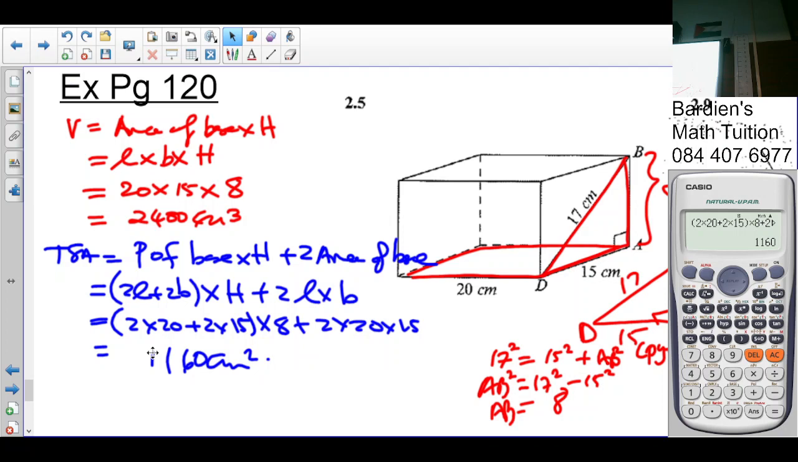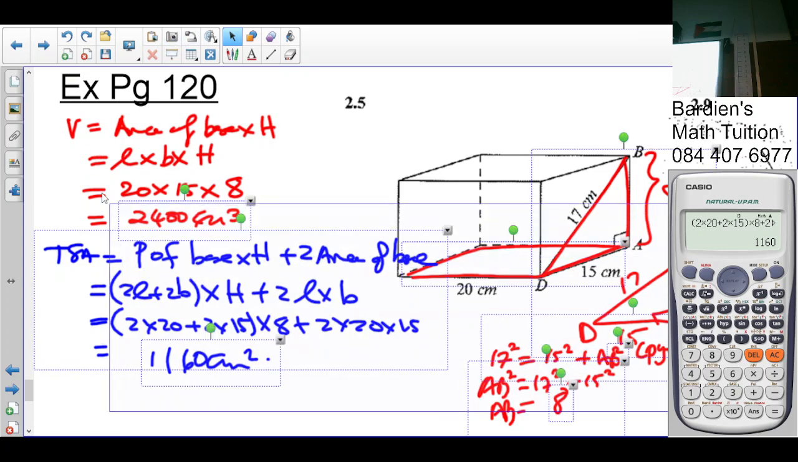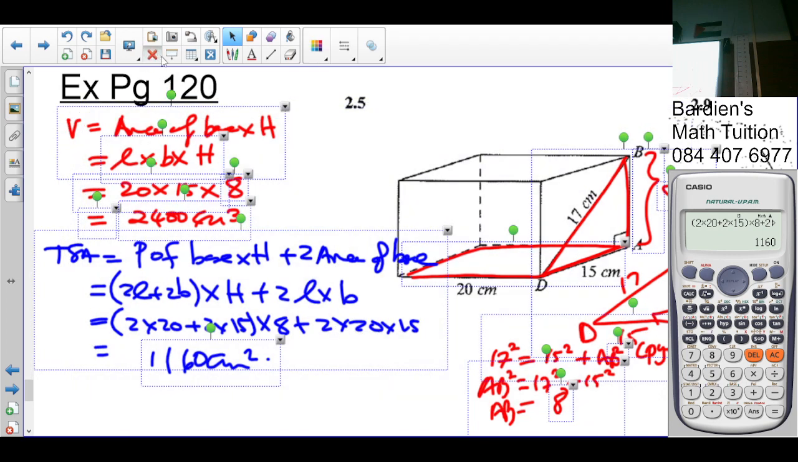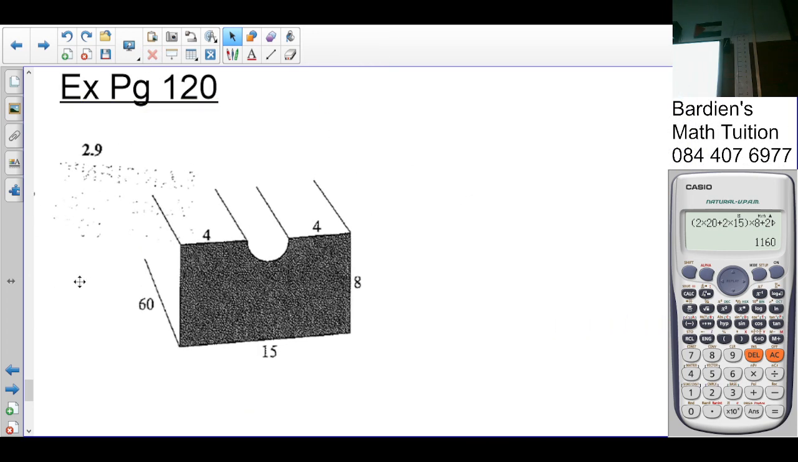Okay. Any confusion there? No. So after 2.9, sorry, 2.9 tomorrow.